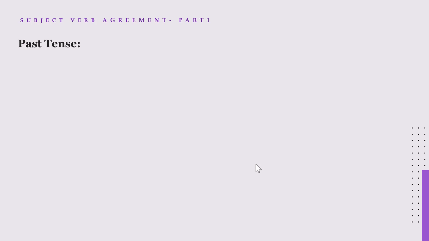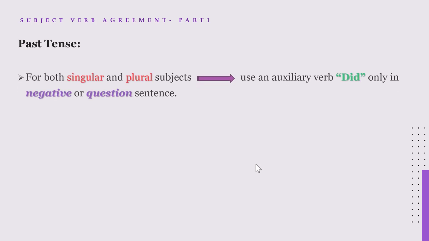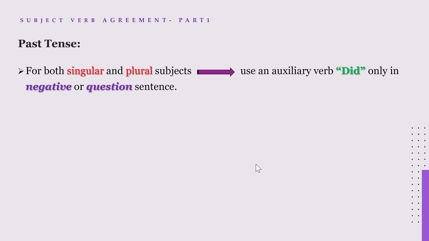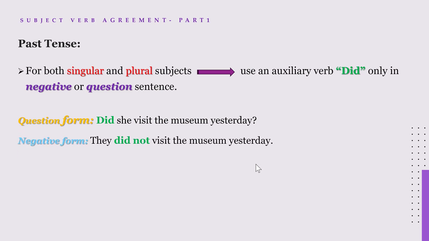In past tense, for negative and question sentences, we use the auxiliary verb did for both singular and plural subjects. Here you can see two forms of sentence with the auxiliary verb did. Did she visit the museum yesterday? They didn't visit the museum yesterday.